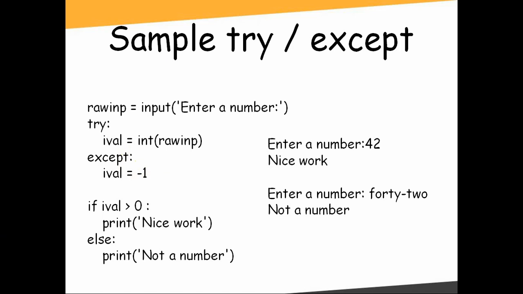So in this if statement we are checking whether ival is greater than 0 or not. Now the ival is -1. It is not greater than 0. So the else statement is executed. That is, print not a number. Okay, we'll see the demo.